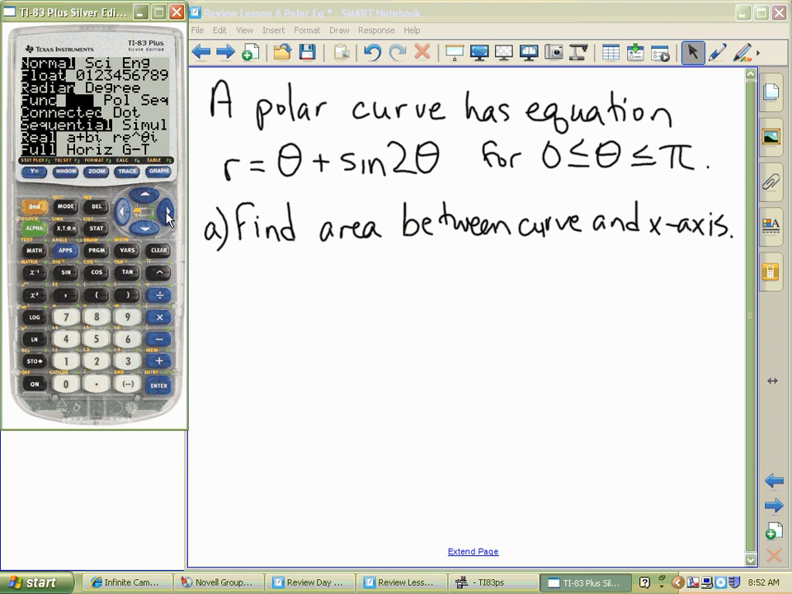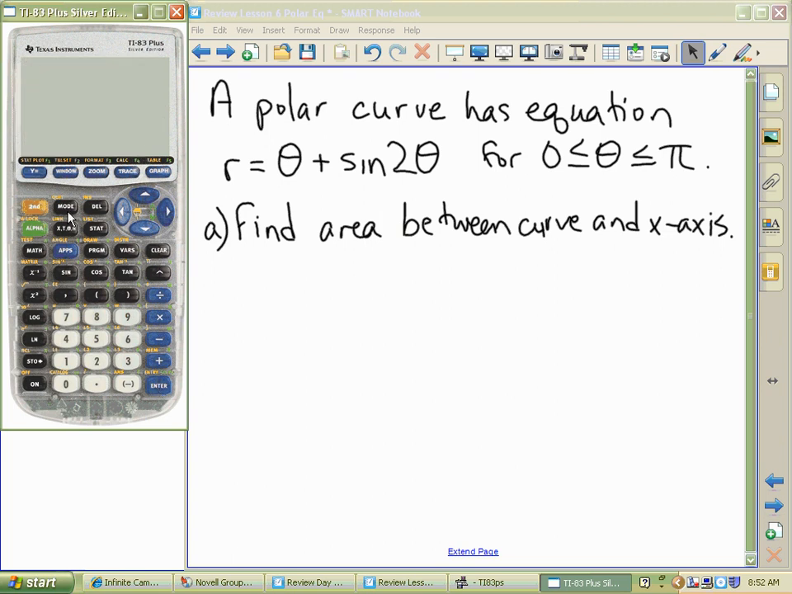So what we'll do is we'll go into polar mode and we'll graph it. And luckily for us, we're only going from 0 to pi, and so we get that picture. And that doesn't really look good, so we'll zoom in.